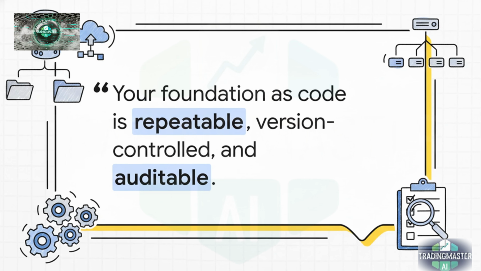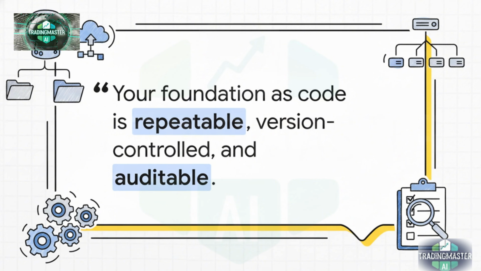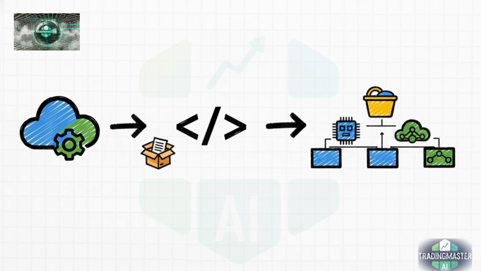It means no more clicking around in a console, no more undocumented changes, and no more what we call configuration drift, where your dev and prod environments slowly become dangerously different. When it's code, everything is repeatable, it's version controlled, and it's auditable. And when we talk about IaC for Google Cloud, the industry standard, the best practice is absolutely Terraform.